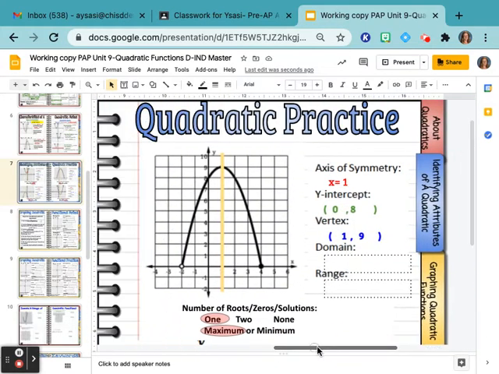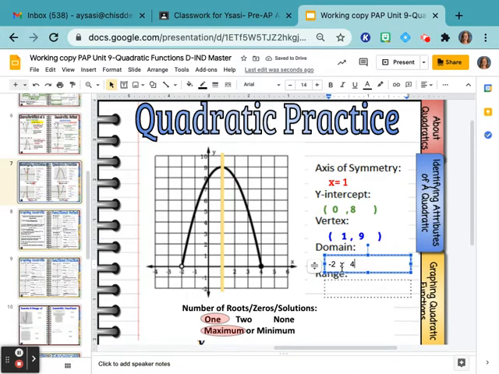Okay, top right. Our axis of symmetry is at x equals 1. Our y-intercept is at (0, 8), right here. Our vertex is at (1, 9), right here. So now we need to talk about our domain. Our domain is our x values. This one is restricted. It doesn't go beyond our x-axis. So it's going from -2 to +4. Those are the only values of x. So x is between -2 and +4.